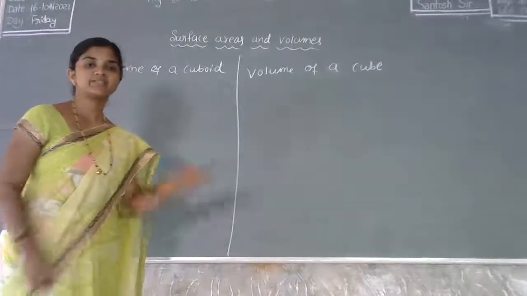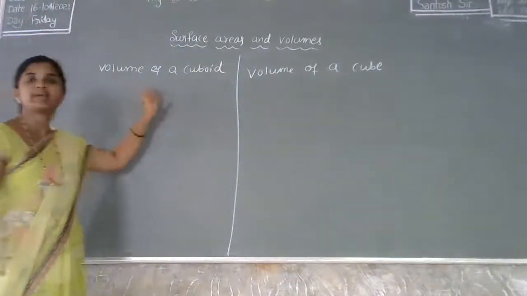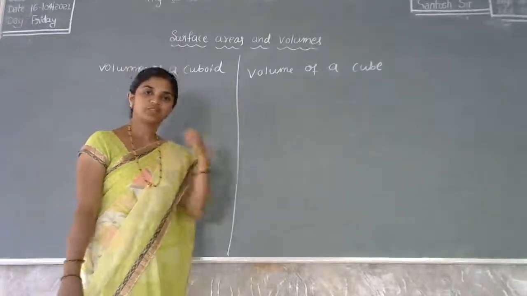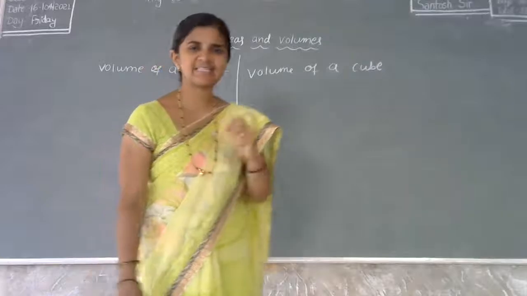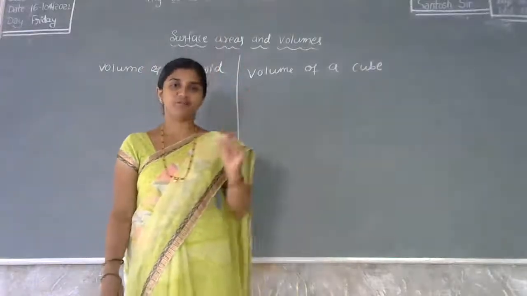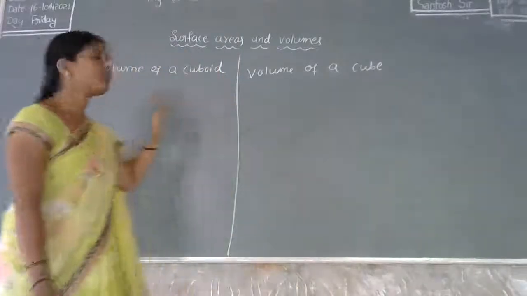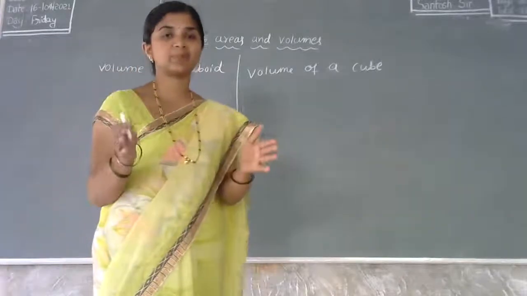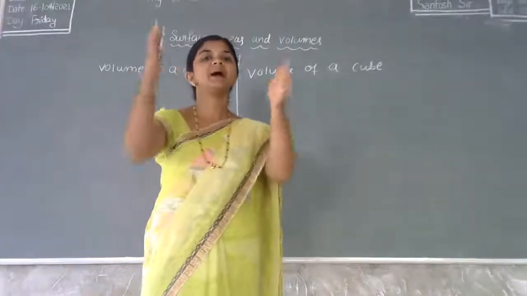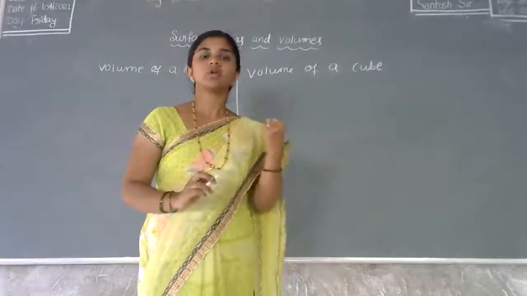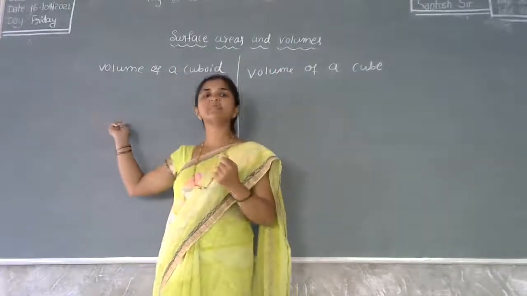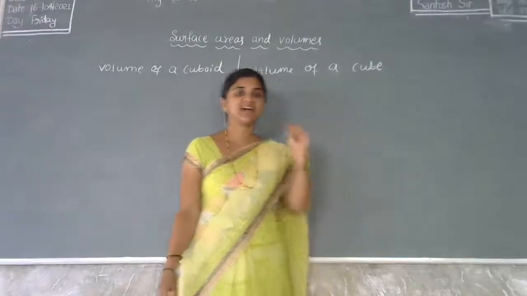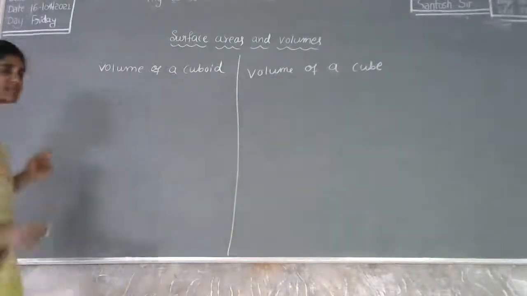Yes, students. So here I'm going to explain volume of a cuboid and volume of a cube. In the first video we have already completed it, still I want to recall the formula. Volume of a cuboid. We all know volume depends upon the base area and height. So volume of a cuboid is base area into height, and volume of a cube is also base area into height. So what is that base area?